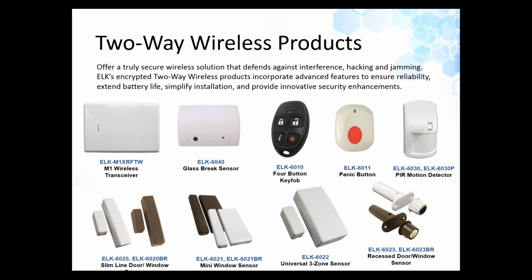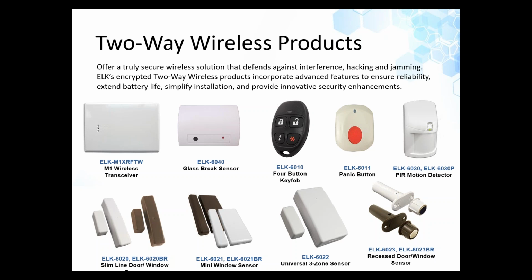We offer the 6030 motion detector, and the 6030 has a courtesy white LED built into the motion detector, which can be controlled by the M1 system. So during alarm conditions, it would flash, or you can create rules to have that turn on periodically. Maybe to light the way if it's during a power outage or something. It would give a nice glow to the area just to light the pathway.